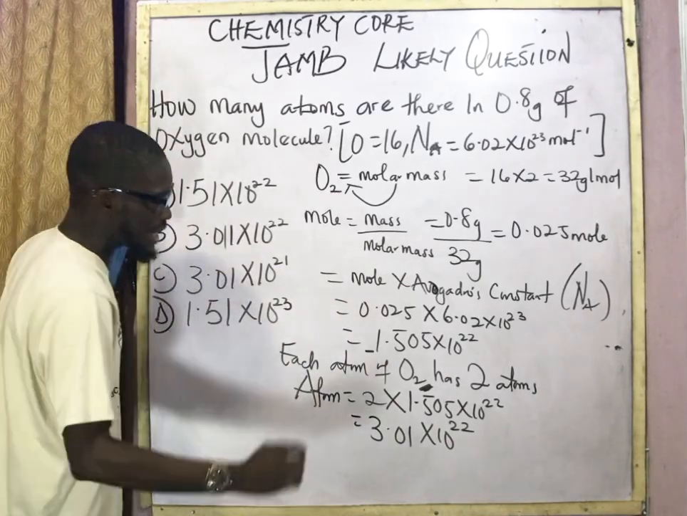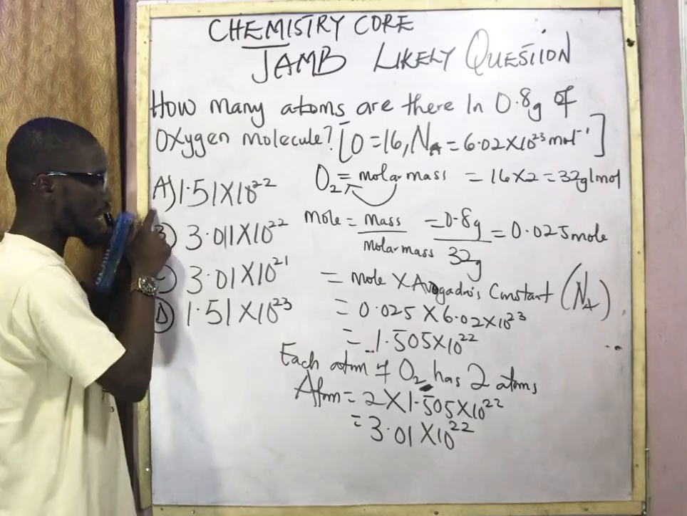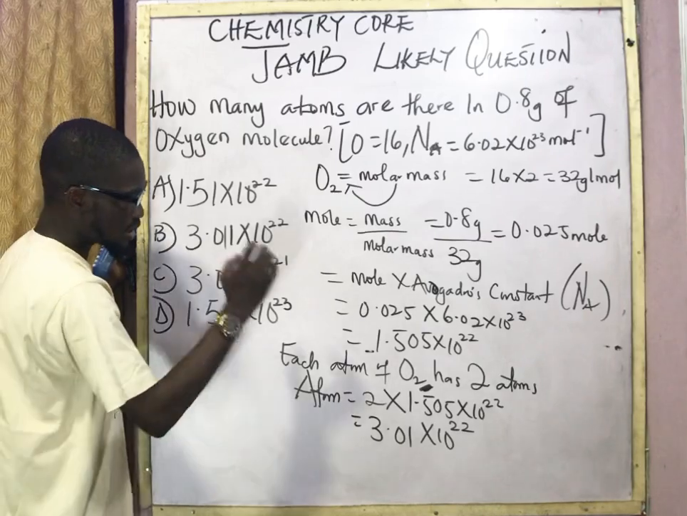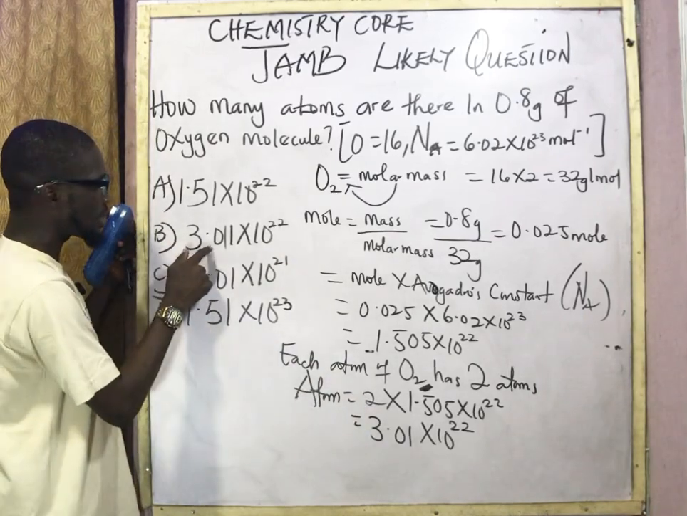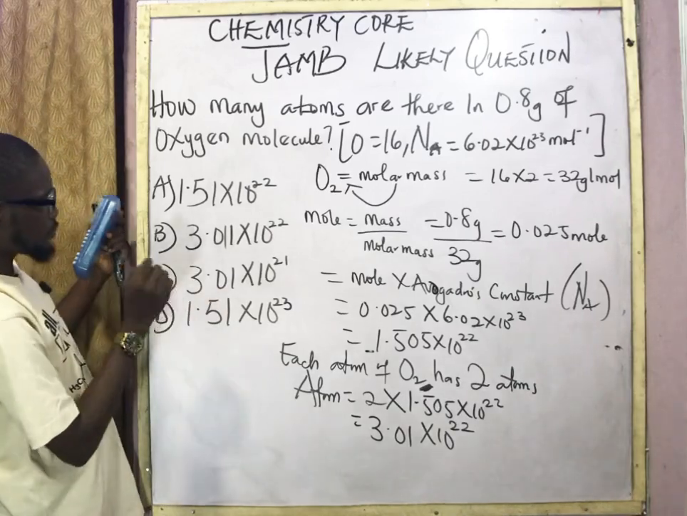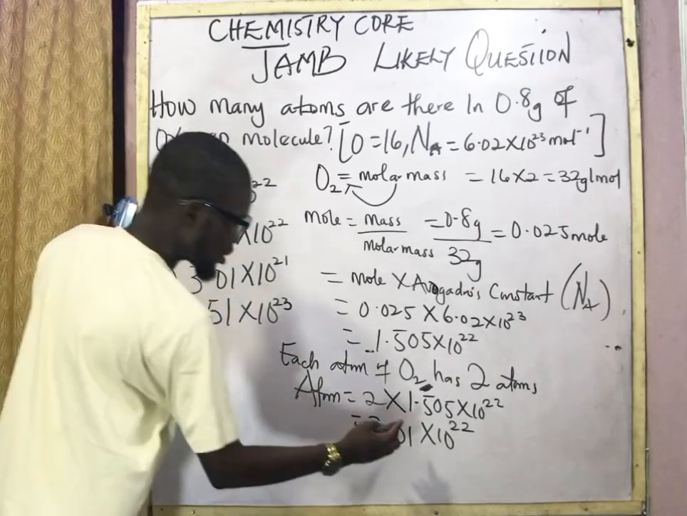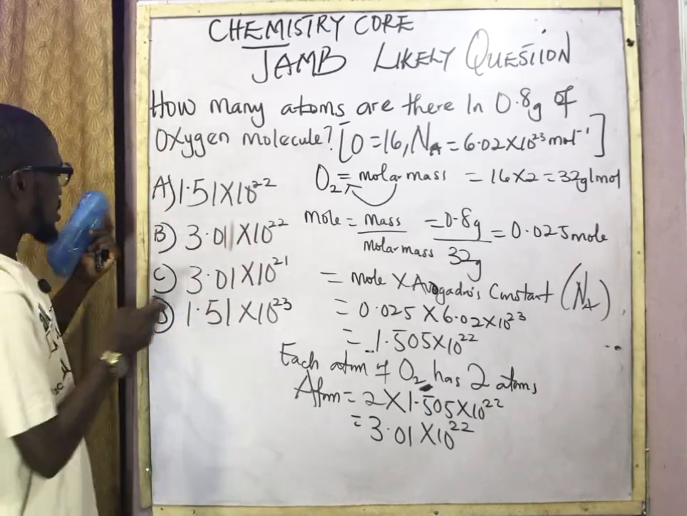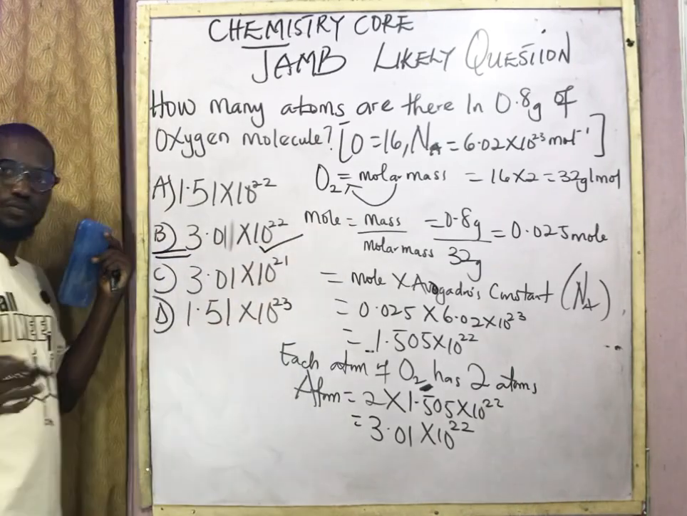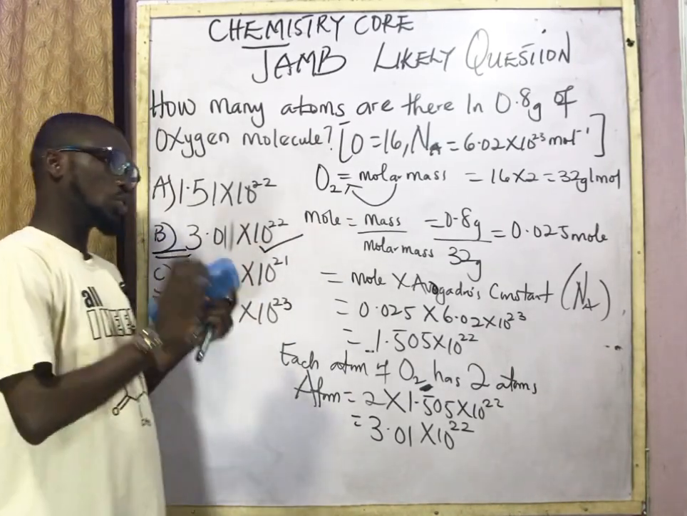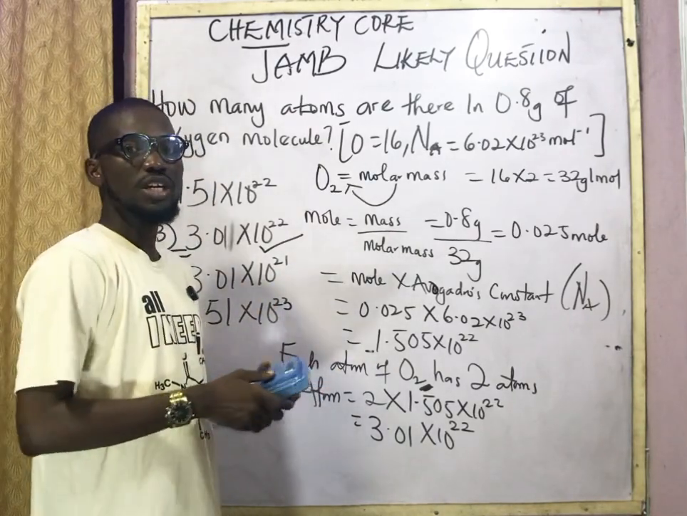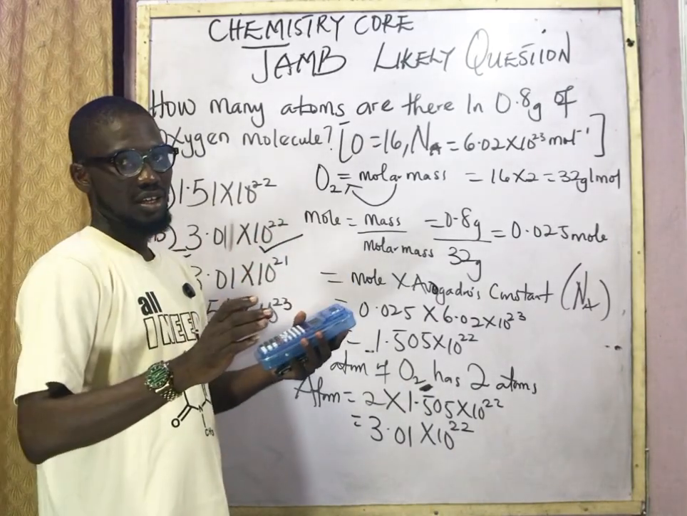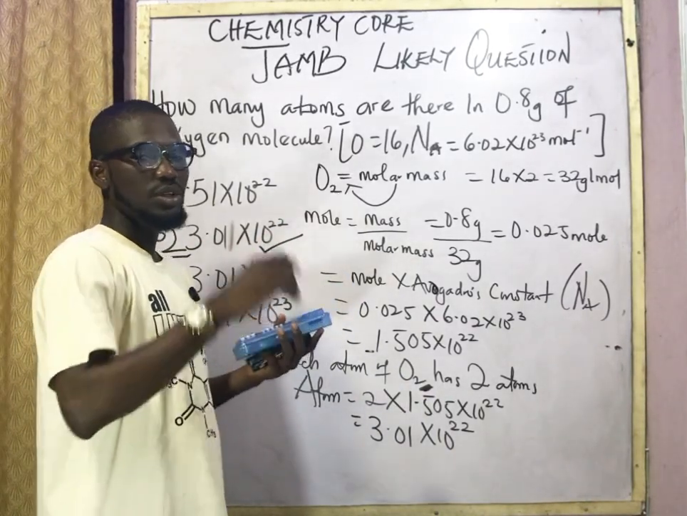I made mention earlier that option A and option D have different standard values. Now, our final answer is 3.01 times 10 raised to the power of 22. When we approximate this, our final answer is option B. Please don't make the mistake of stopping at the earlier value. In chemistry, you don't just assume that a particular value is your final answer. If you are in that circle, please stop that.